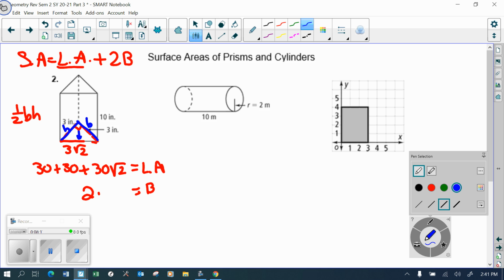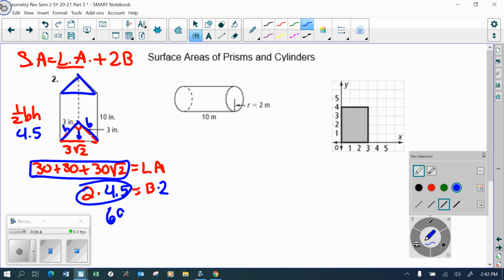So we have 3 and 3. 1/2 base times the height. 3 times 3 is 9. Half of 9 is 4.5. So that's the area of one base. And I double that. I have 2 bases, the other base is up here. And then I found the surface area. So I doubled that, so I have 9 right here, plus this right here. So I have 60 plus 9 is 69 plus 30 root 2.